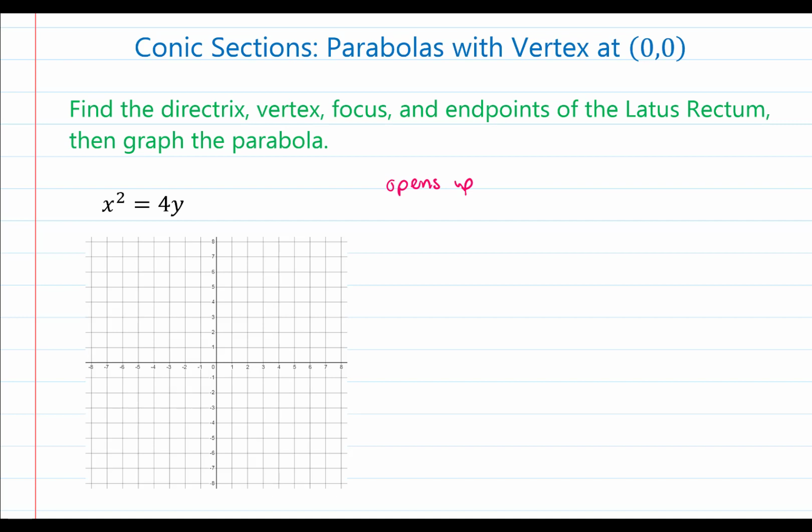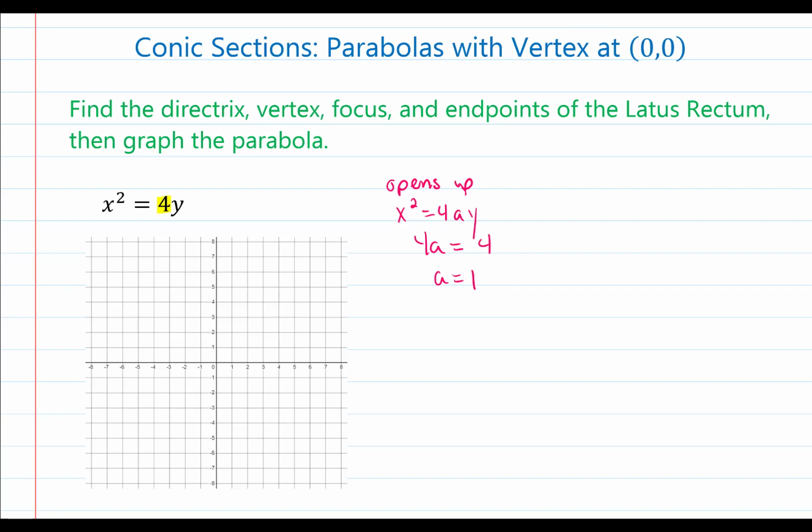We should now identify the general form of this equation, based on the fact that it has a vertex at the origin (0, 0) and it opens up. That would be x squared is equal to 4a times y. Because the coefficient in our equation is a positive 4, we know that 4a is equal to 4. Solving this equation for a, we get a is equal to positive 1. A represents the distance from the vertex to the focus and the distance from the vertex to the directrix.